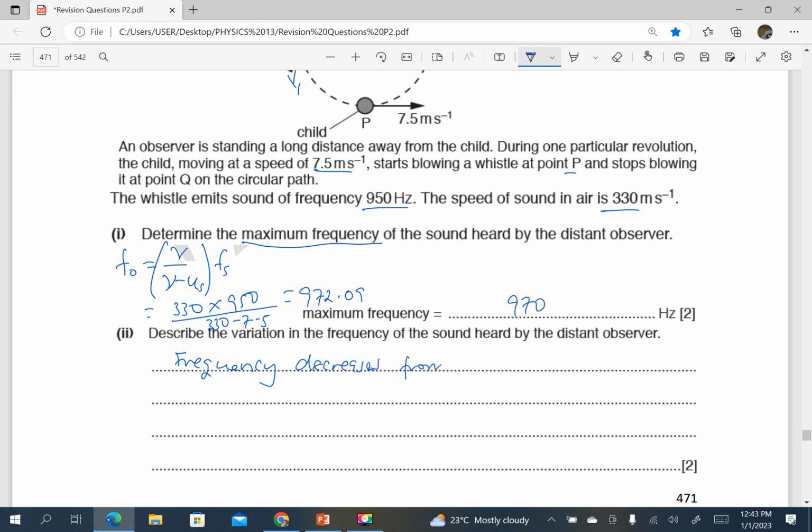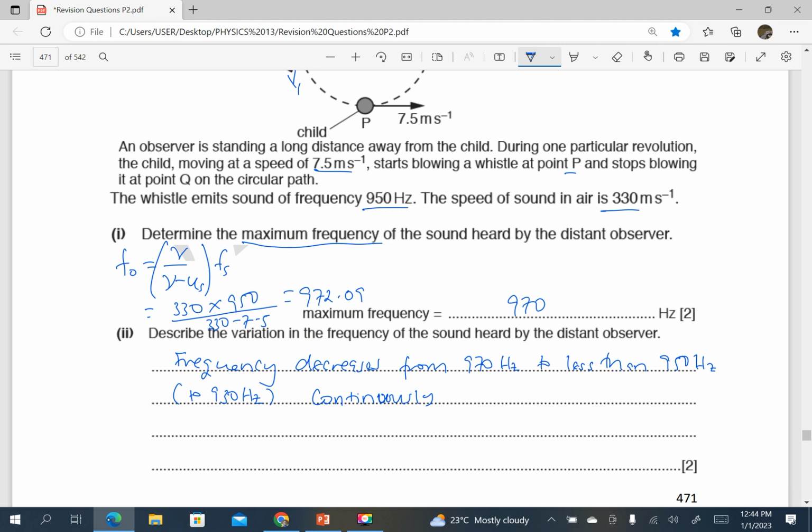from 970 Hz to less than 950 Hz. That is to about 930. That is the minimum. To about 930 Hz continuously. Because the child is moving continuously, the frequency decreases from 970 to less than 950 Hz continuously.